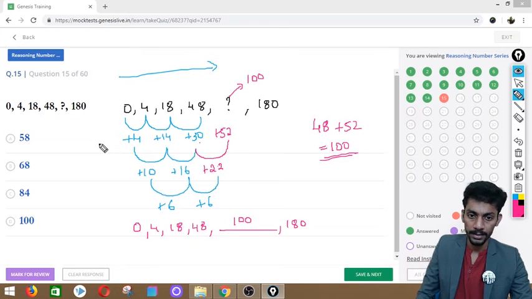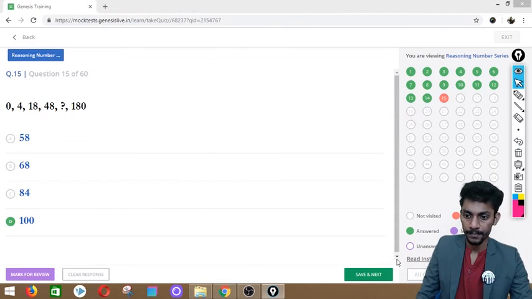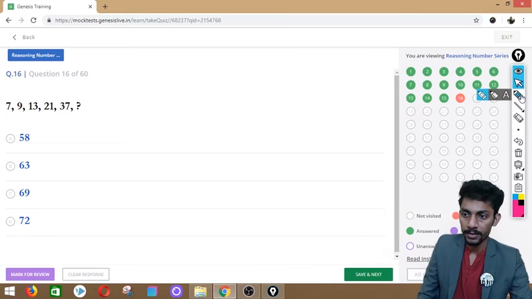Okay, so here it is a triple difference. This is the first difference, second difference, and this is the third difference. Triple difference of 6, 6. Next we are adding everything, so everything gets added up. So 48 plus 52, the answer is 100. Clear? That is option D. Mark option D and go for the next one. Let's move on to the next one.